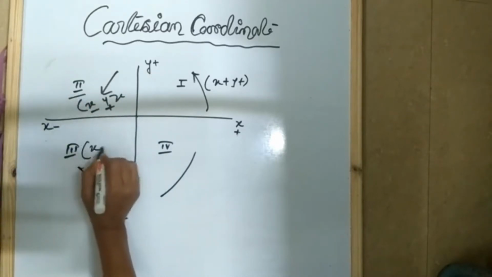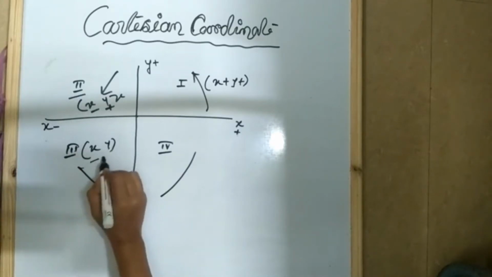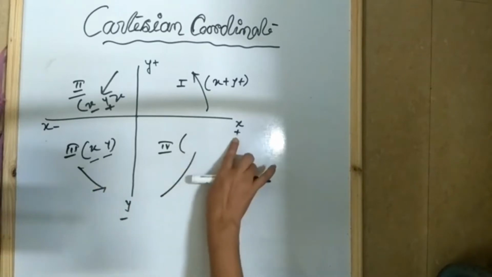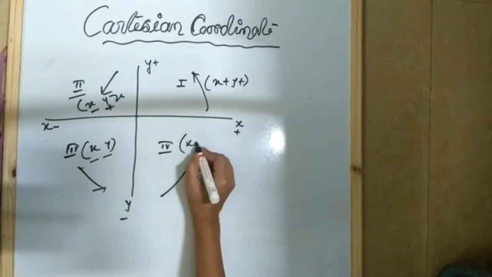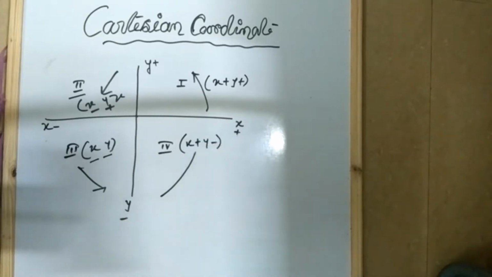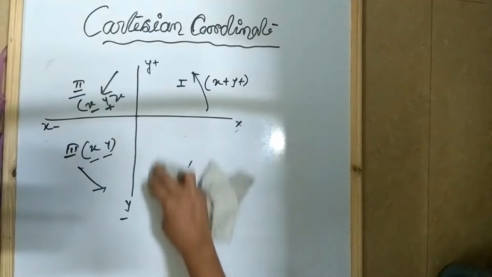For quadrant 3, x and y both are negative, and for quadrant 4, x is positive and y is negative. So you can plot positive values of x and y, and simultaneously you can also plot the negative values of x and y. Now come to the polar coordinate system.